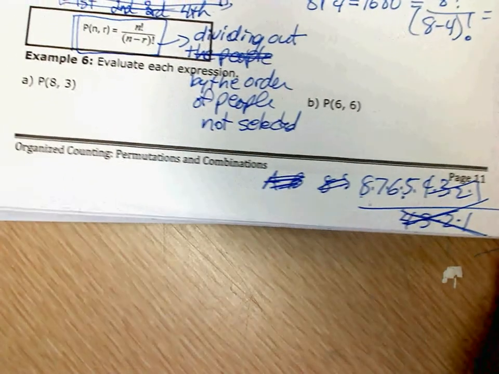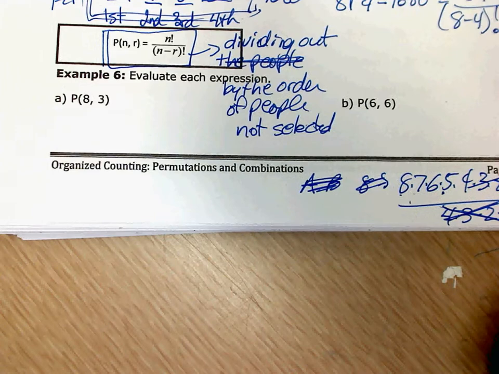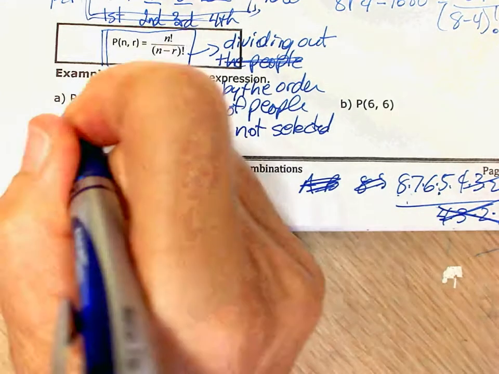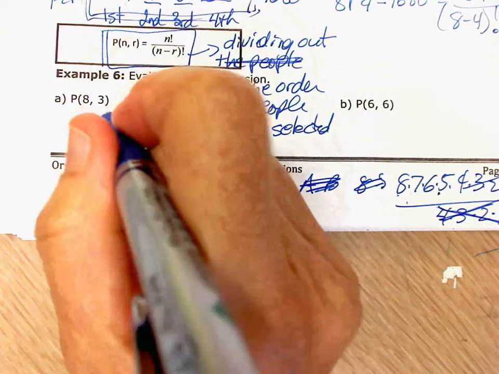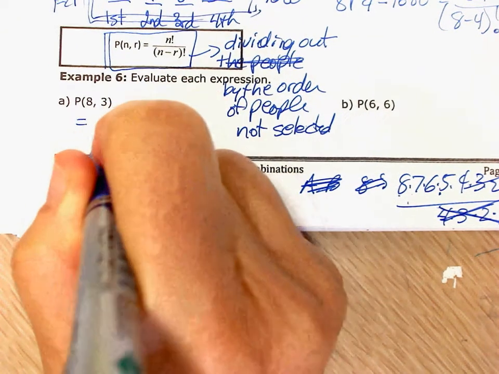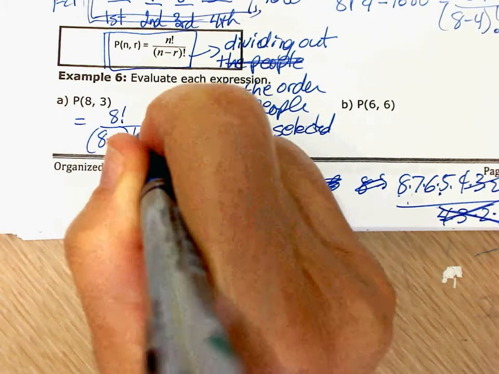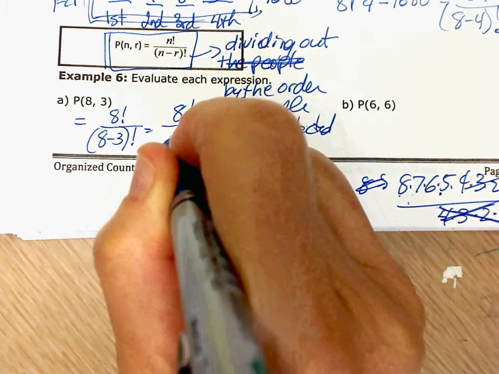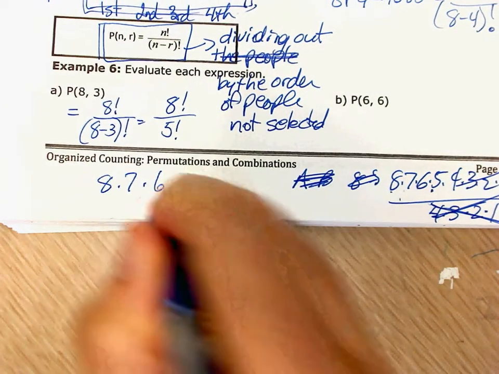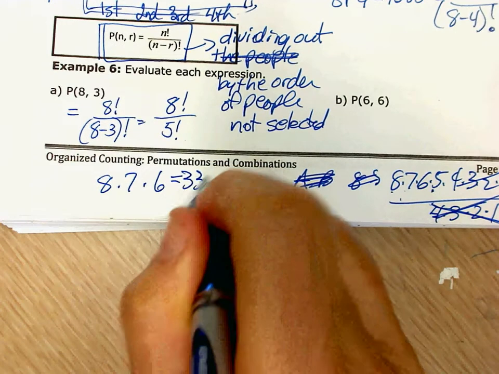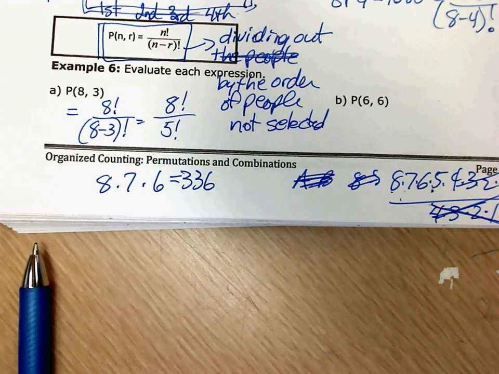This is the formula for your permutation. This is the permutation formula. So this is going to be: evaluate each expression. If we use the formula, it's 8 factorial over 8 minus 3 factorial, and that equals 8 factorial over 5 factorial, which is basically 8 times 7 times 6, and that is 336. I'm just showing you different ways of looking at it.